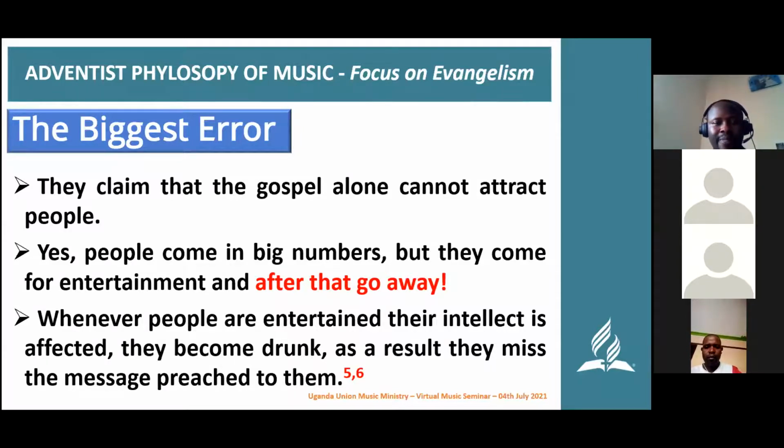The other error we have is whenever people are entertained, their intellect is affected. And in the end, they become drunk. As a result, they miss the message preached to them. Instead of the people picking the message, they'll be remembering the entertainment that they had at the beginning of the session, and that will take them away from the message. So it's very important to ensure that we do not entertain the people, or interfere with their intellect, but ensure that we give them the right message from the start.